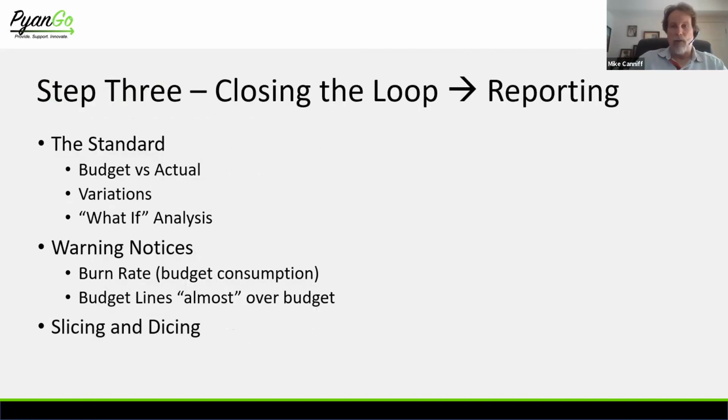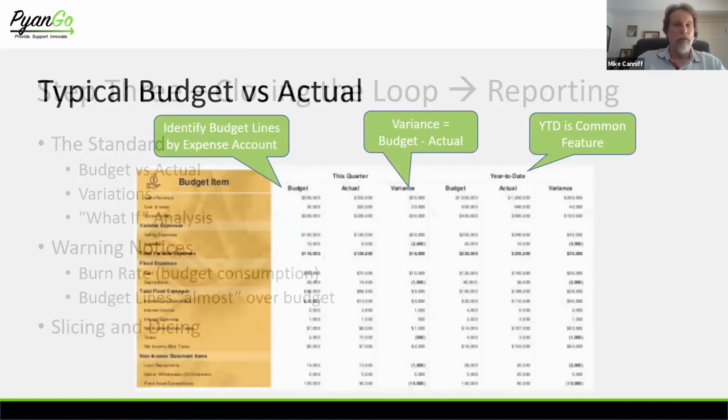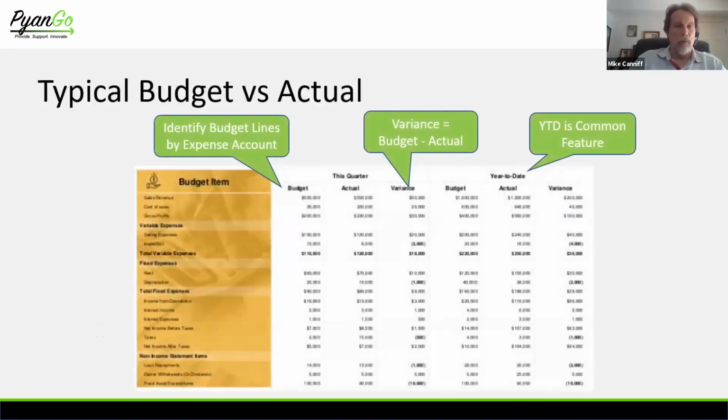All right, so let's jump into our last topic here, closing the loop with recording. We'll start with the standard budget to actual and then move into some more complex scenarios. So here is a typical budget to actual report. We have all the different budget lines as rows. These are your various expenses broken out typically in a P&L format.